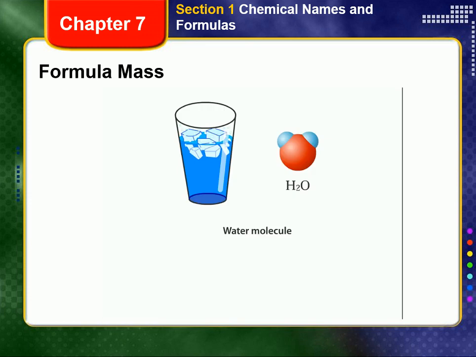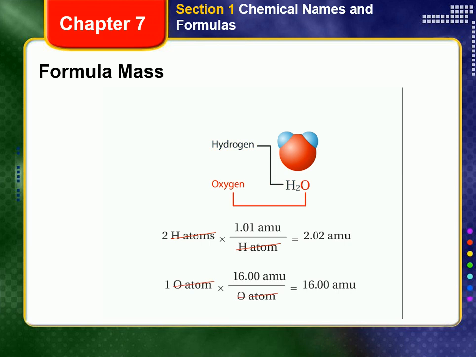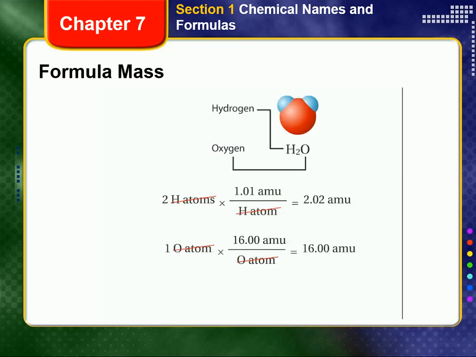Like individual atoms, molecules and ions also have a characteristic average mass. To find this mass, we add the average masses of the atoms making up the compound. In a molecule of water, there are 2 atoms of hydrogen, so we multiply the atomic mass of hydrogen by 2. There is also 1 atom of oxygen, so we multiply the atomic mass of oxygen by 1. We then add these masses to find the average atomic mass of the whole molecule.